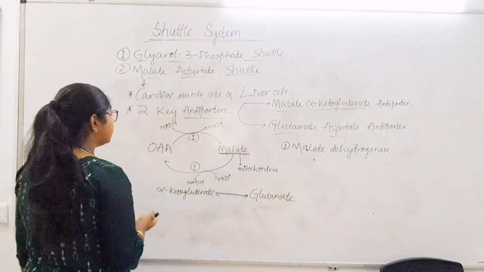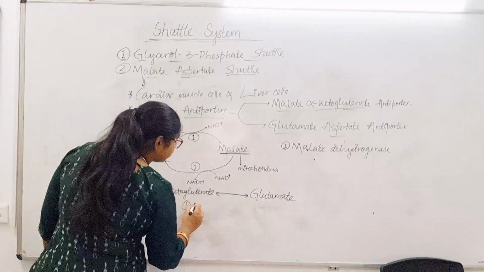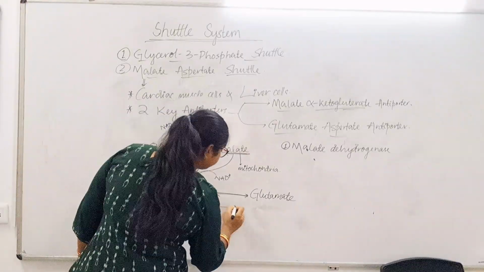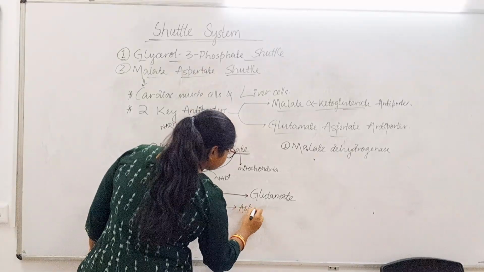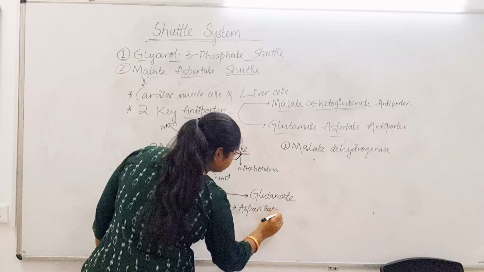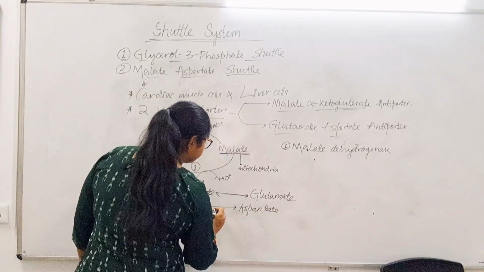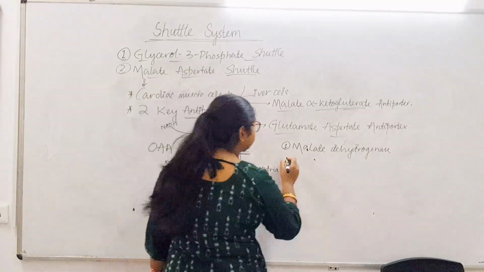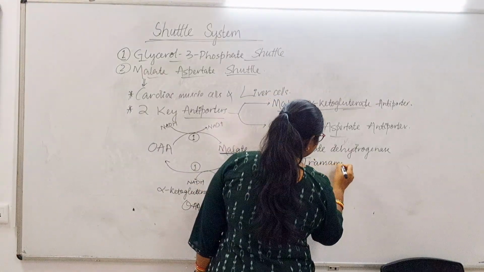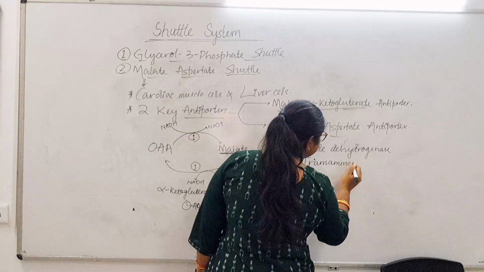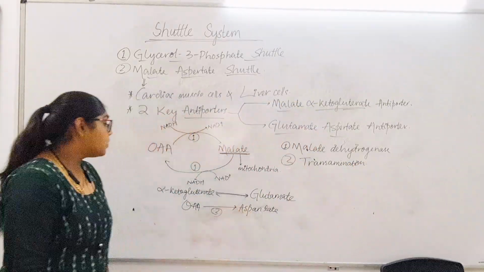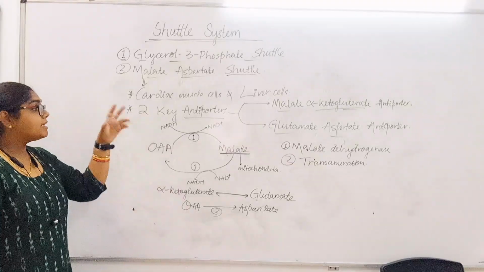Okay, and again the oxaloacetate that is produced here from the malate will convert to aspartate. It is converted to aspartate in the process of transamination. Transamination means amino acid transfer takes place. Okay, so what happens in the malate alpha ketoglutarate shuttle?